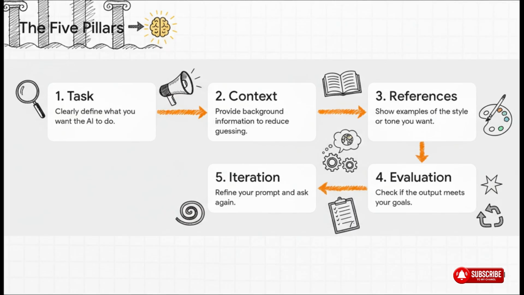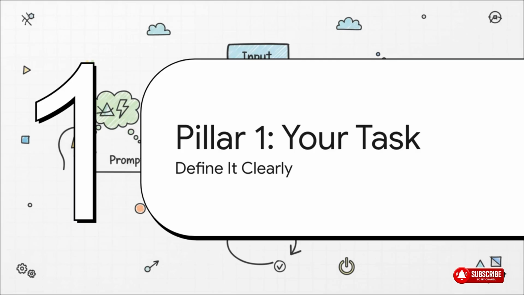So, let's start at the very top. The task, this is the absolute heart of your prompt. It's what you actually want the AI to do. And here's the deal. You have to be specific. Vague requests, they're always going to give you vague, useless results.